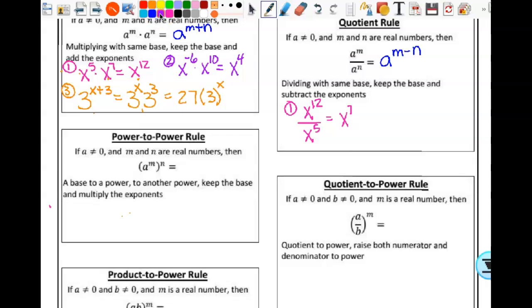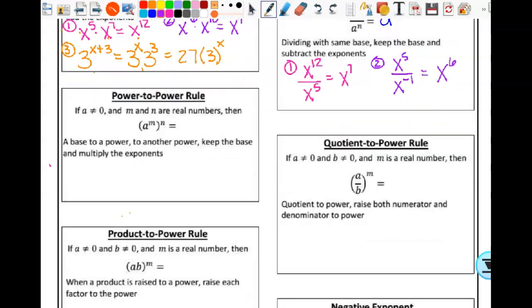Then, our second one, if I have x to the 5th over x to the negative 1 power, what is that going to give me? X to the 6th. Again, do you have to have any knowledge of negative exponents necessarily? Nope, you just got to know the quotient rule for that one. Everybody good so far? Right? Just knocking some cobwebs off?